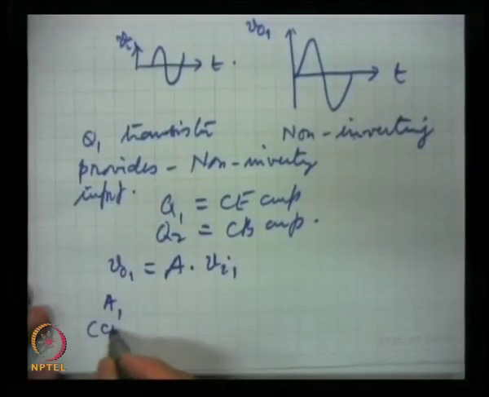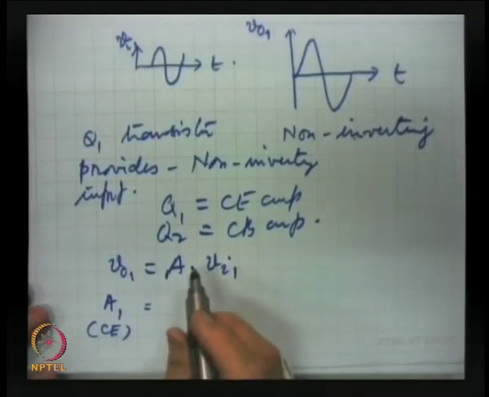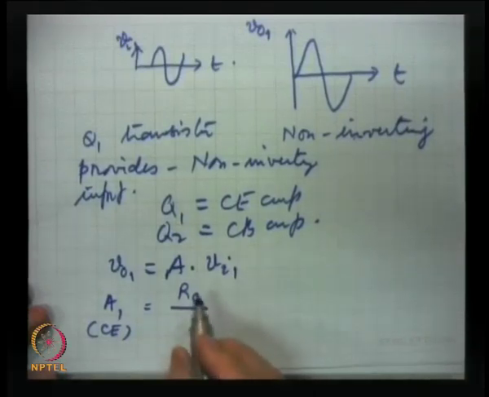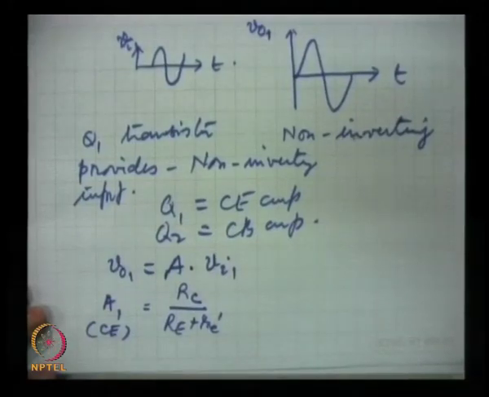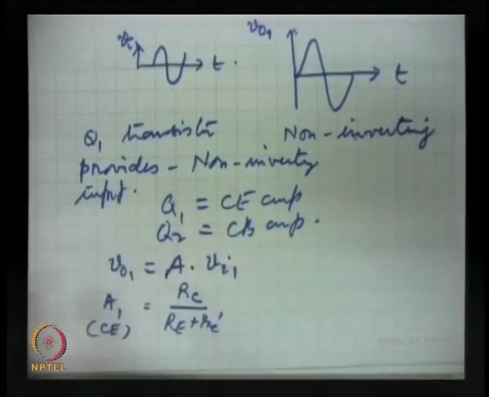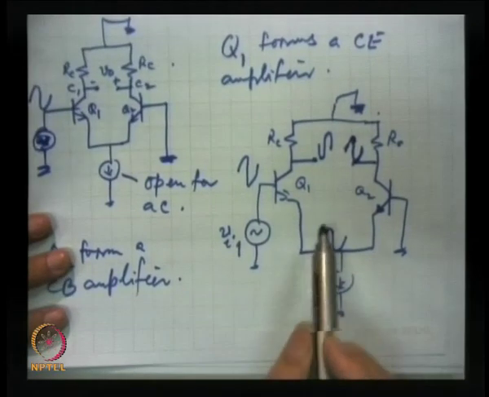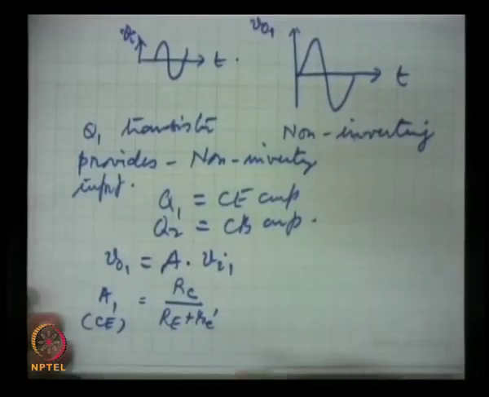So, A1, the gain because of the CE amplifier, is RC by RE plus re prime, where RE is the resistance; I will draw another figure to illustrate this point.